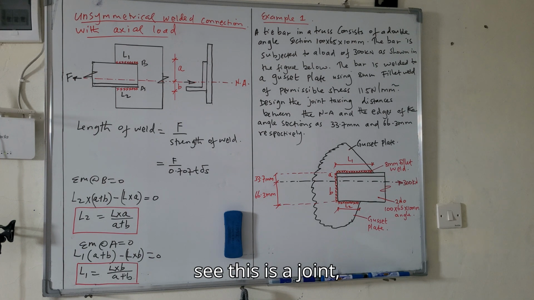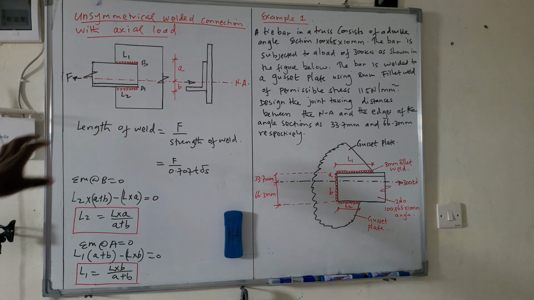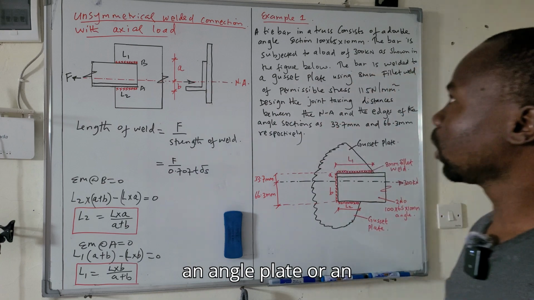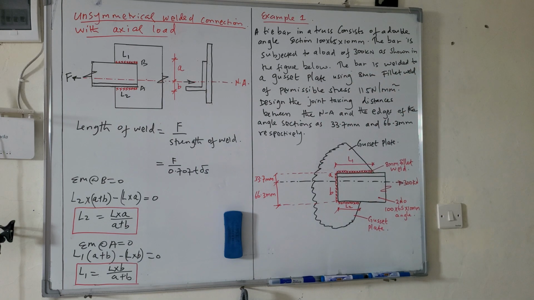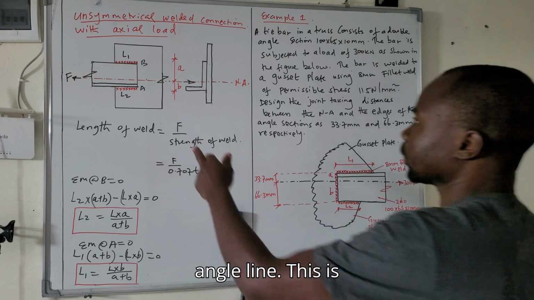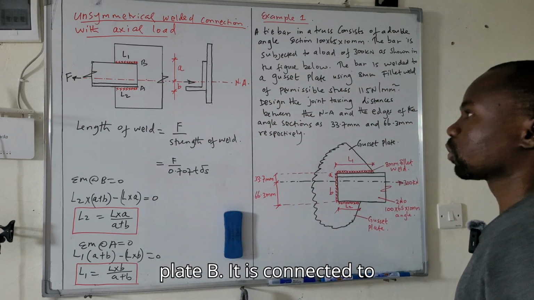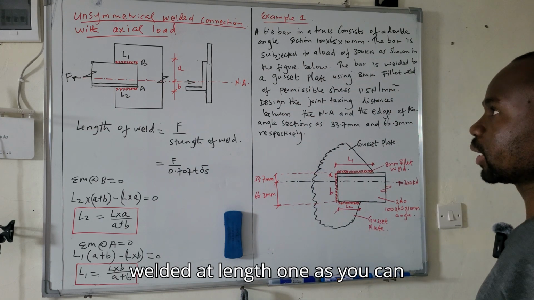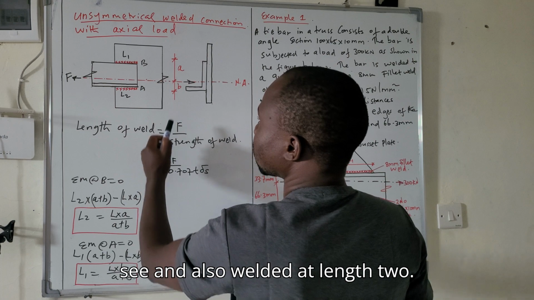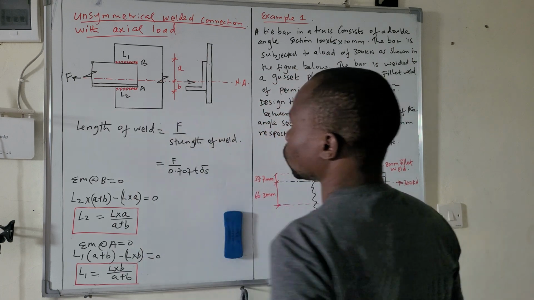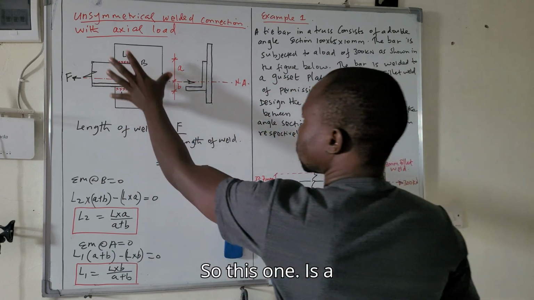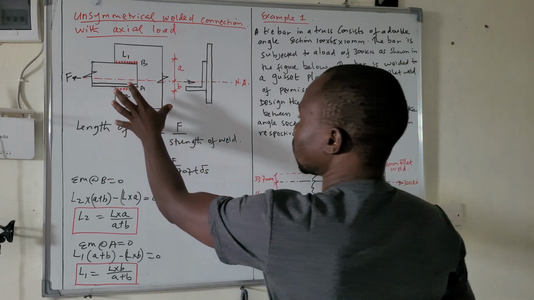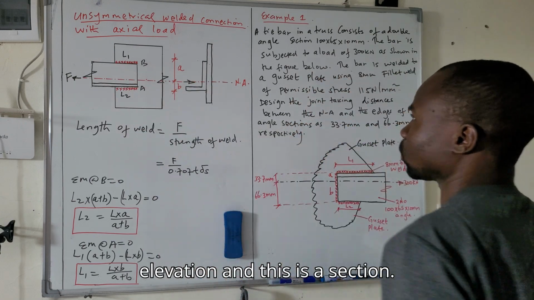As you can see, this is a joint, and this is an angle plate or an angle line. This is plate B. It is connected to this angle line and it is welded at length 1, as you can see, and also welded at length 2. This one is an elevation and this is a section.